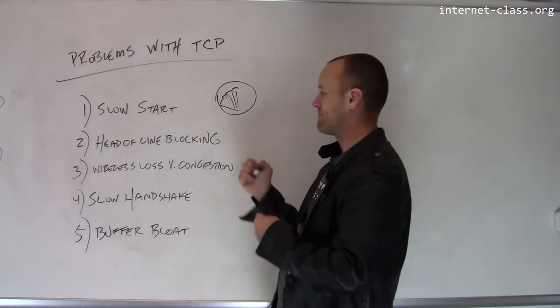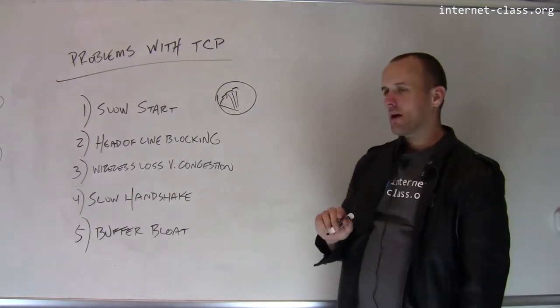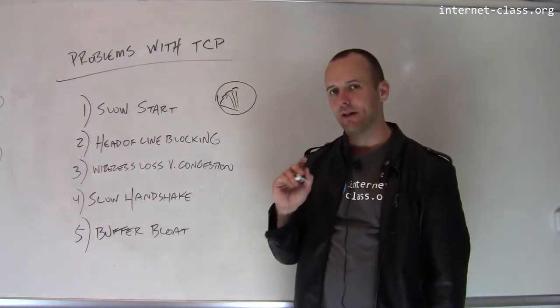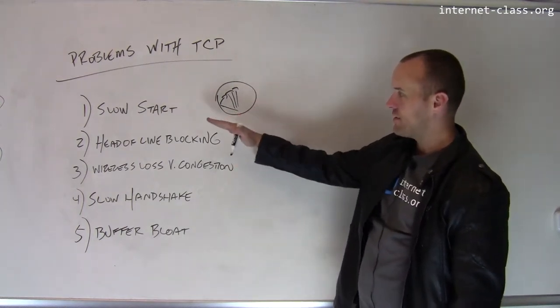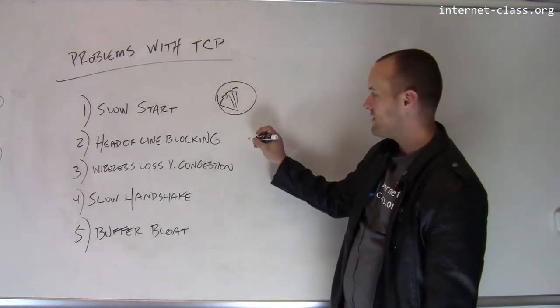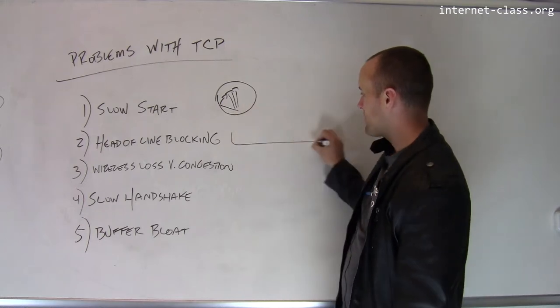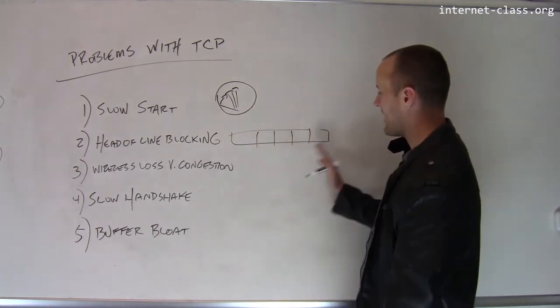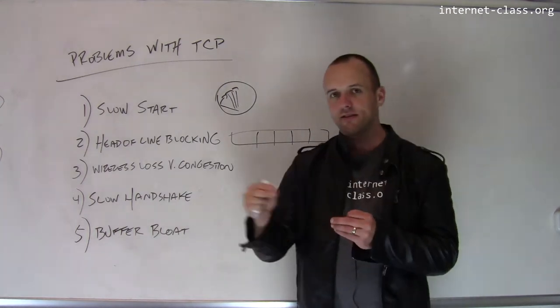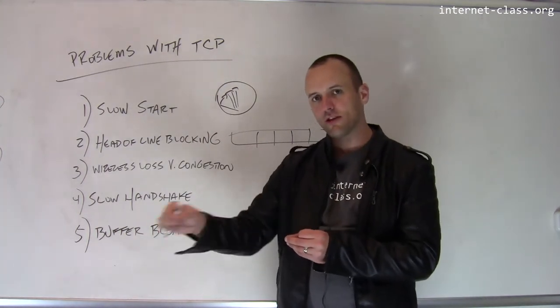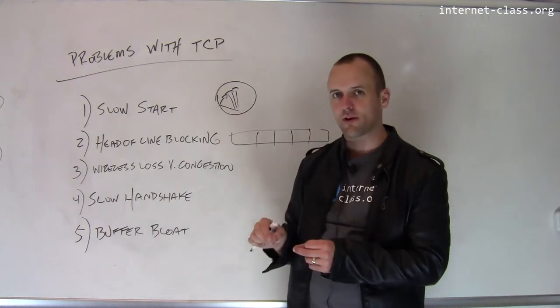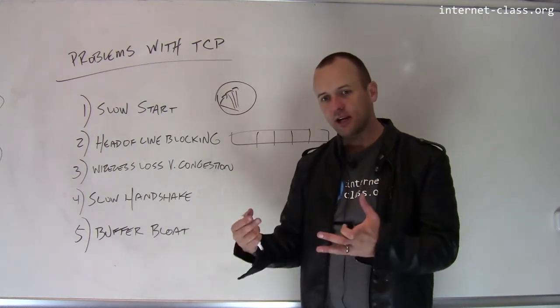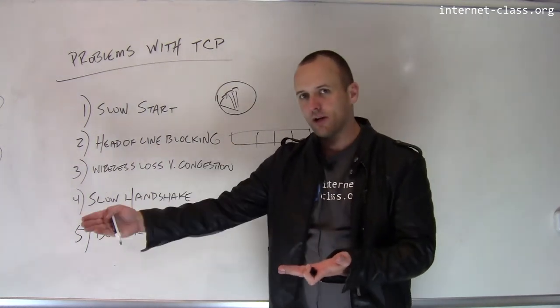Okay, problem number one. Problem number two, something known as head of the line blocking. So one of the solutions to the slow start problem is to actually try to reuse the same TCP connection to send a bunch of different things. So let's say I have 5 images on a web page. Rather than sending those images separately in small TCP connections that would suffer from the slow start problem, I can open a single connection and send the images one by one.